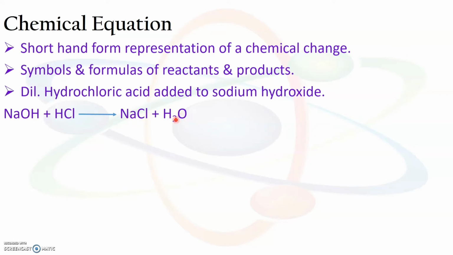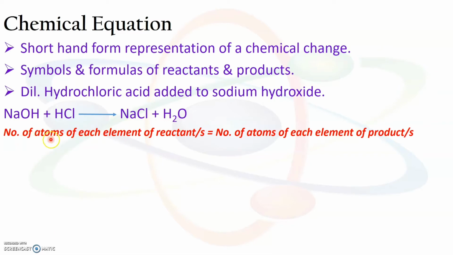We have already learned that according to the law of conservation of matter, matter can neither be created nor be destroyed. Which means that when we write a chemical equation, the number of atoms of each element that is present on the reactant side should be equal to the number of atoms of each element that is present on the product side. Which simply means that if there is one atom of sodium in the reactant side, there should be one atom of sodium in the product side also.